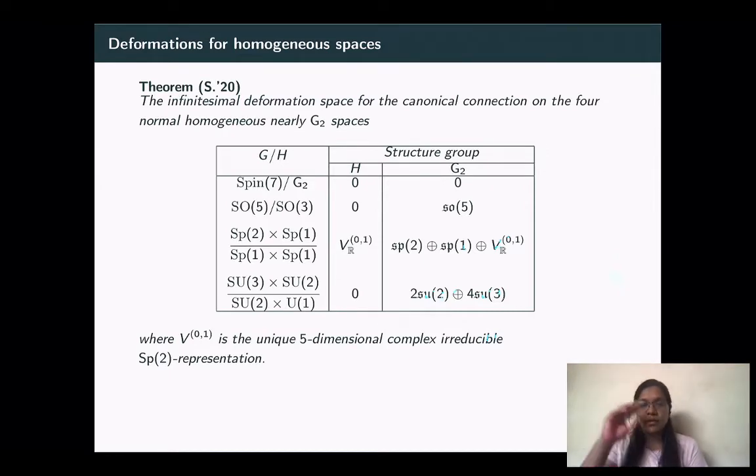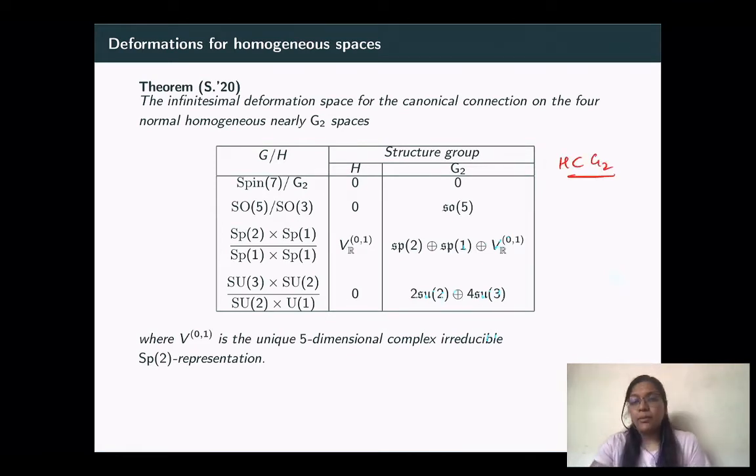So as I told you, we'll be dealing with 2 separate questions. We have 2 different bundles, and we would like to see the deformation space of the canonical connection in both these situations. The first one is with the structure group H, and the second one is with the structure group G2. So for the round sphere, there are no deformations. When I say 0, that just means it's trivial, basically no deformations. And for the Berger space, there are no deformations for the structure group H, but there are deformations in the structure group G2.